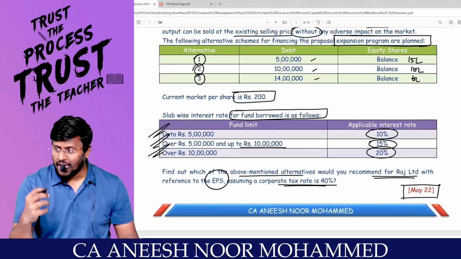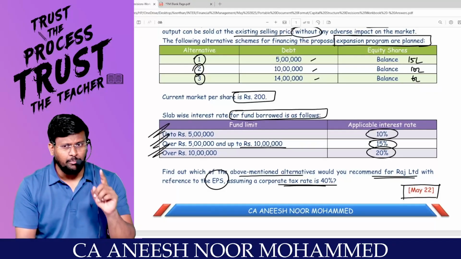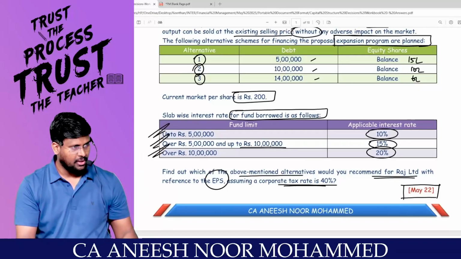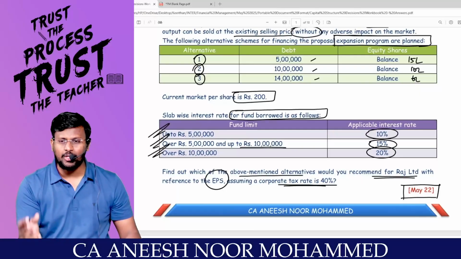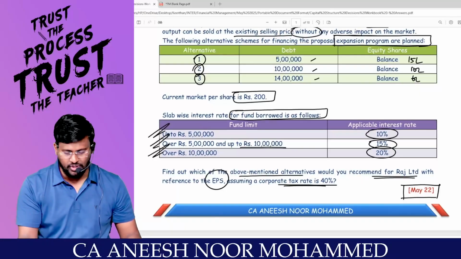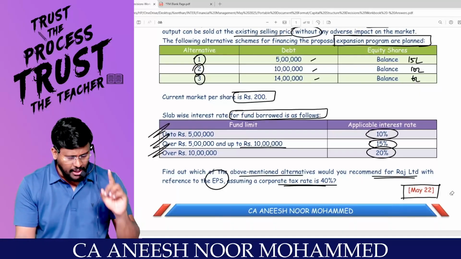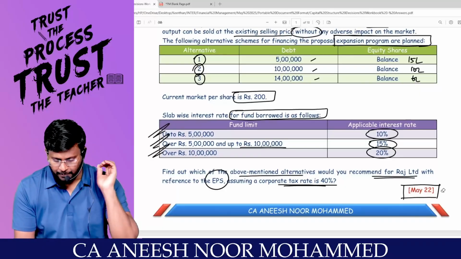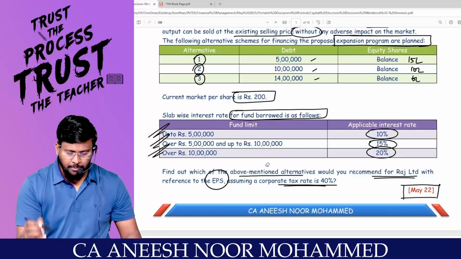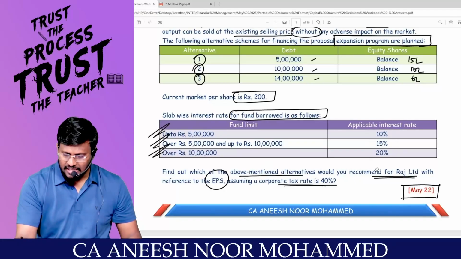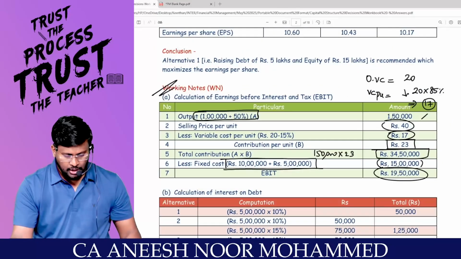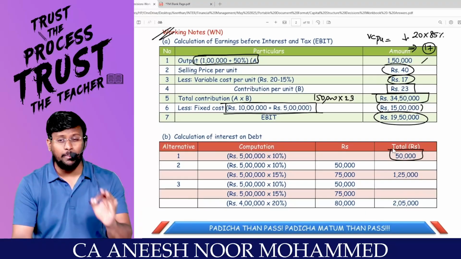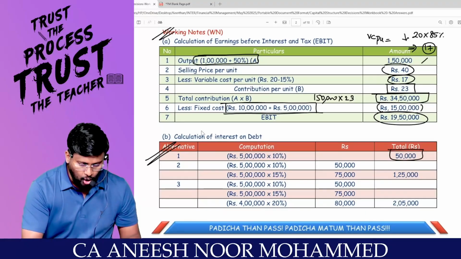Because the traditional approach says that if you inject more and more debt into the capital structure, even the KD increases. So the KD, as per the question, follows the traditional approach. In option number 1, I am going to borrow to the extent of only 5 lakh, and if I borrow only 5 lakh, the interest rate will be 10%. So 5 lakh into 10%, 50,000 will be the interest for alternate number 1.